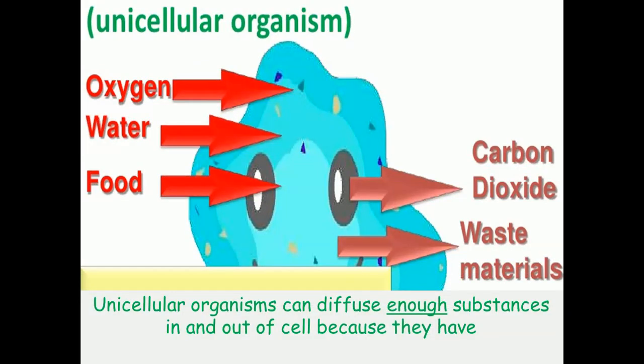Unicellular organisms can diffuse enough substances in and out of cells because they have a very large surface area to volume ratio. This is because they are very small in terms of cell size, and that makes it easy for them to diffuse enough oxygen, water and food molecules into the cell and waste materials such as carbon dioxide out of the cell due to the large surface area to volume ratio.